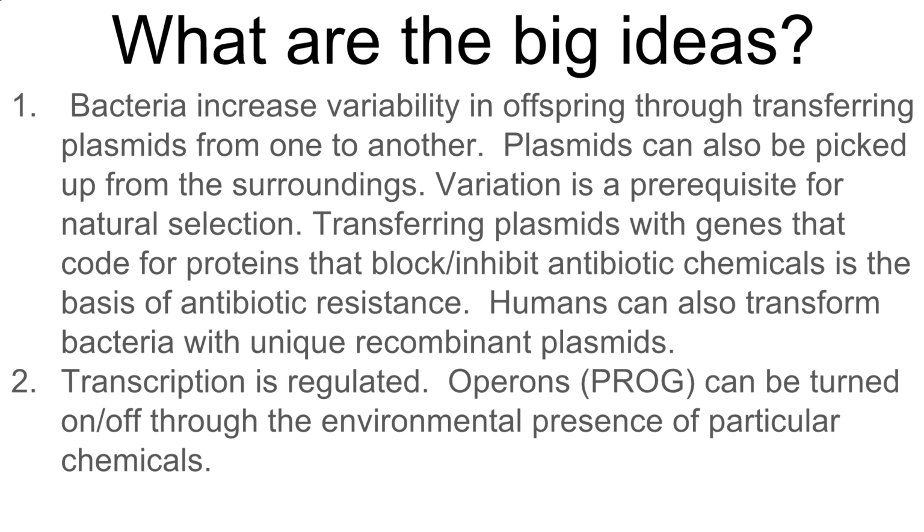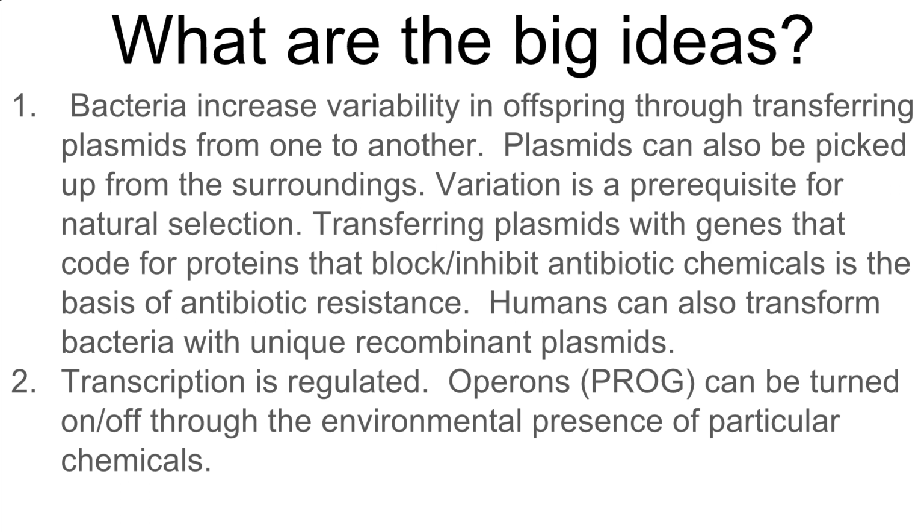If you don't have variety, you can't have different ones being selected for, if otherwise they'd all get wiped out the same. So transferring plasmids with genes that code for proteins that block or inhibit antibiotic chemicals is the basis for antibiotic resistance. And we're going to do a little bit of that in this lab too, which is pretty cool. And humans can also transform bacteria with unique recombinant plasmids. So we're going to deal with this pGLO plasmid and try to make bacteria glow under UV light.